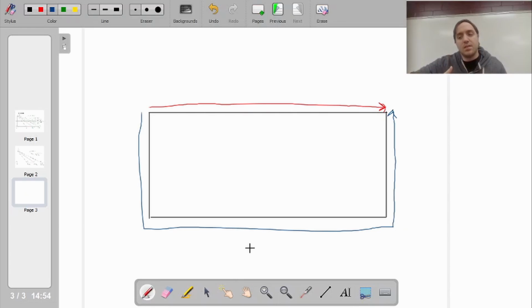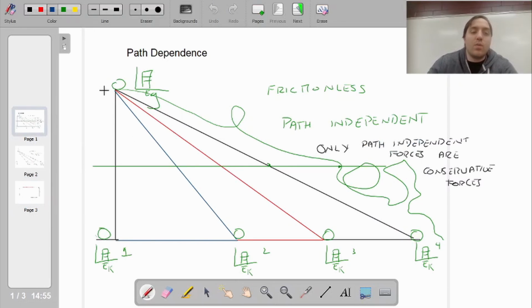But it is important to understand that there are some forces where this doesn't matter, where no matter where you are, how you got there, the amount of work done is the same. It can save you time, effort, and energy to remember the work done by gravity to get from here to here is the same as the amount of work done by gravity to get from here to here, or here to here, and so on.